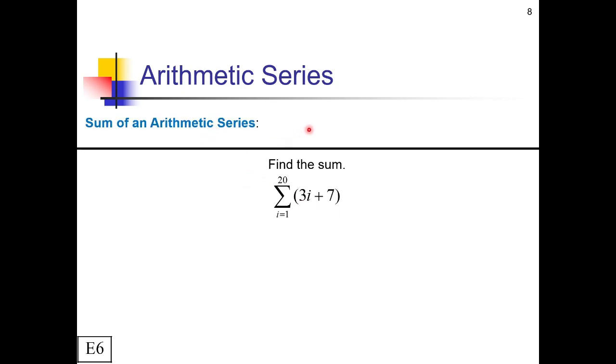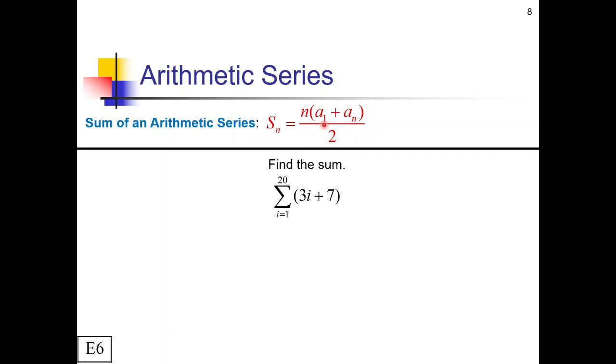So here I'm going to give you the formula and then I'm going to kind of explain the intuition behind it. We're not really going to prove it, but I'll show you kind of why it works. So our formula is we're going to have n, the number of terms, times a1 plus an, that's the first term plus the last term, all of that divided by 2.